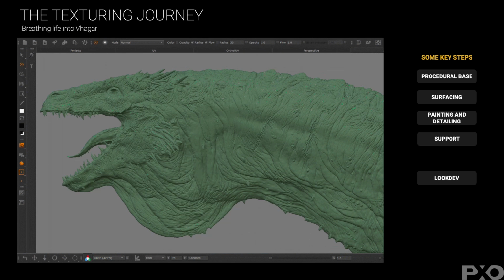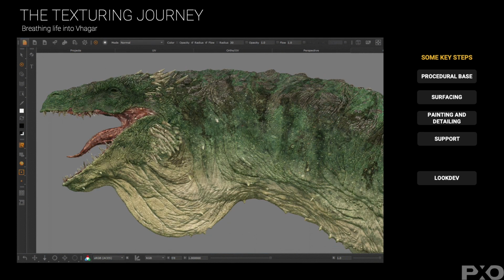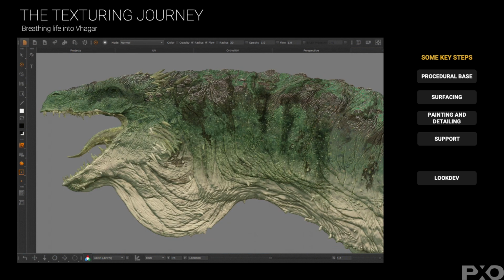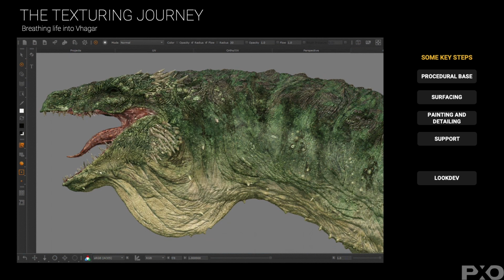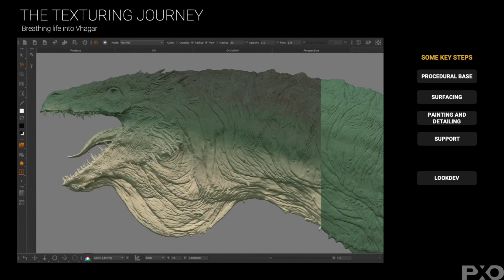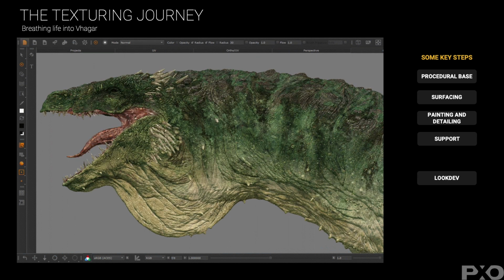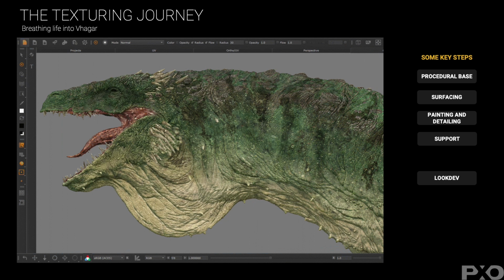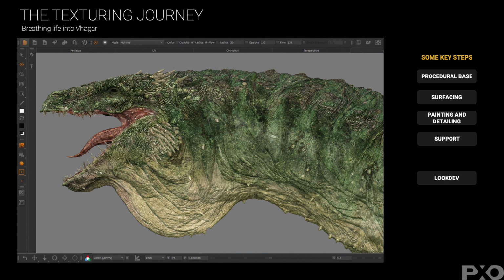Finally, we can start the core of our texturing journey, because all of this work, all of this planning, as I said, was putting my mind at ease, so that I could welcome Vhagar into Mari and she would feel comfortable there, and we would feel comfortable working with her.